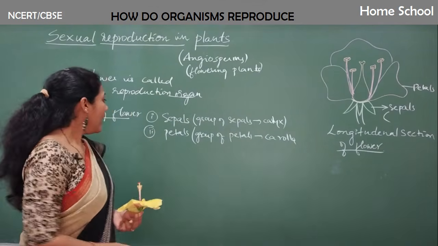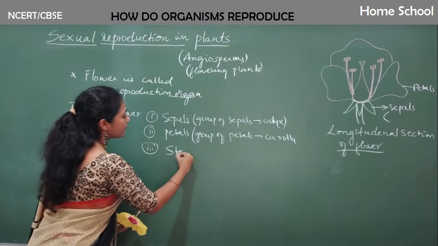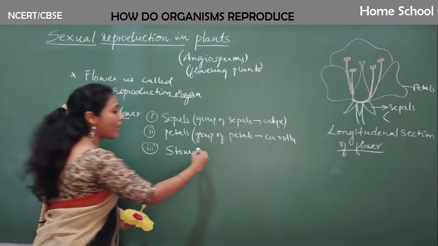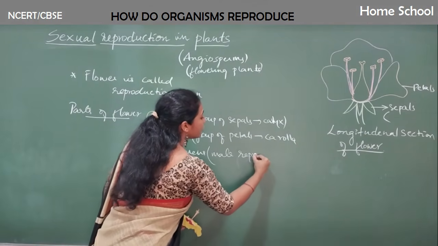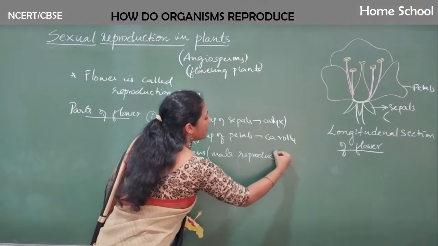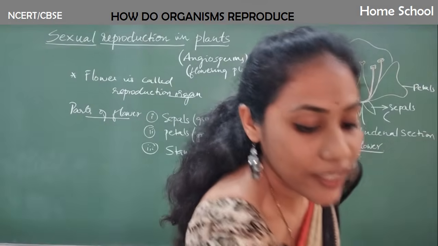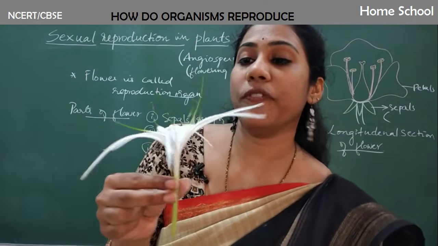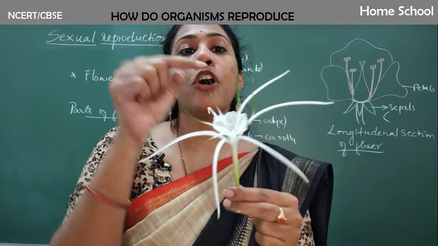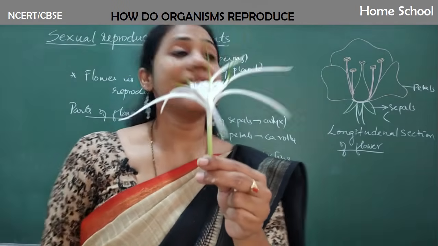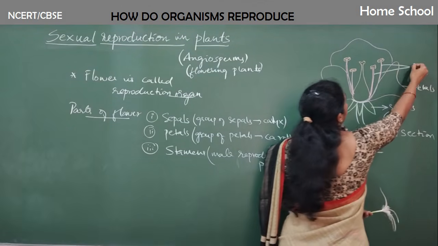Fine. And the next important organ of a flower is stamens. Stamens are the male reproductive part of a flower. In this flower, you can clearly differentiate these green color parts which have small knobs on them. This is what we call stamens. In a picture, these things are called stamens.